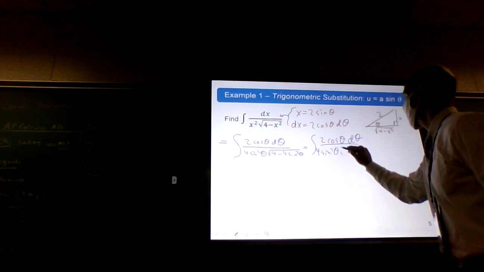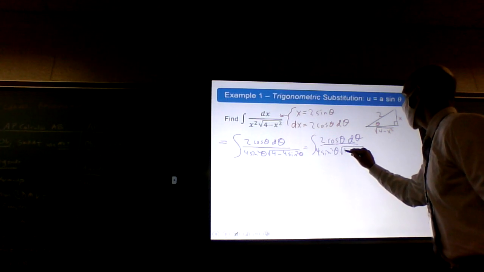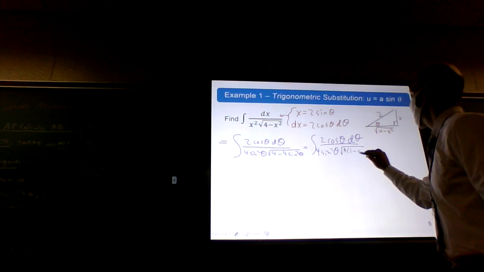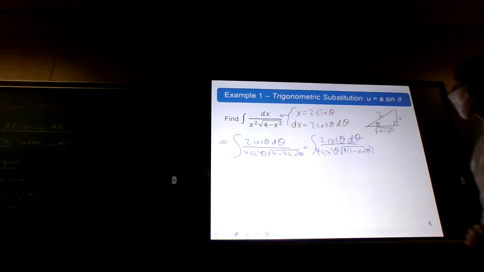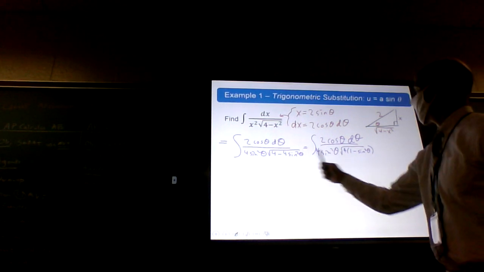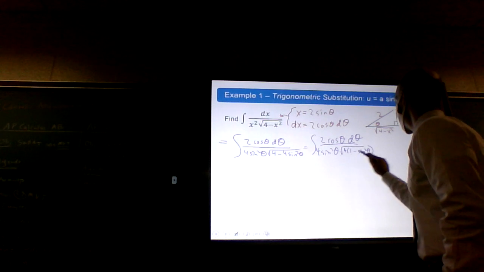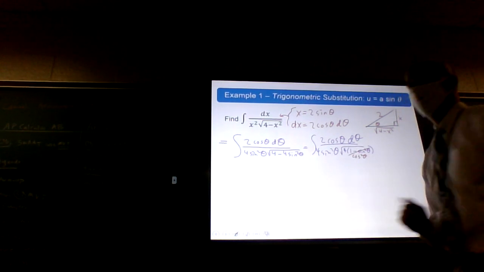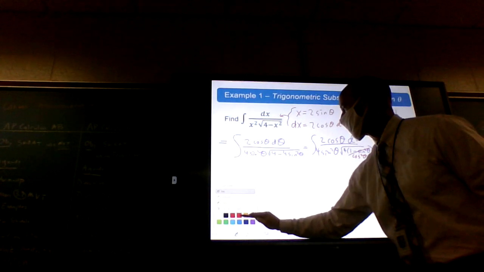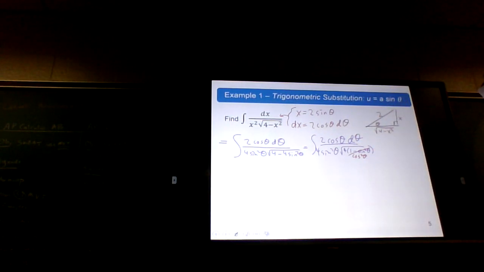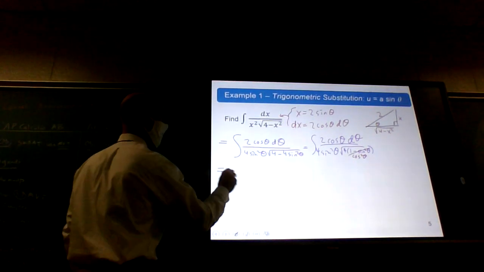Now this right here could be thought of as 4 parenthesis 1 minus sine squared theta. So the only thing I've changed between here and here is I pulled out a 4, correct? But what's 1 minus sine squared? Cosine squared theta. So in other words, we could think of this right here as just cosine squared theta. Okay, cool. So things have gotten a little bit better now.